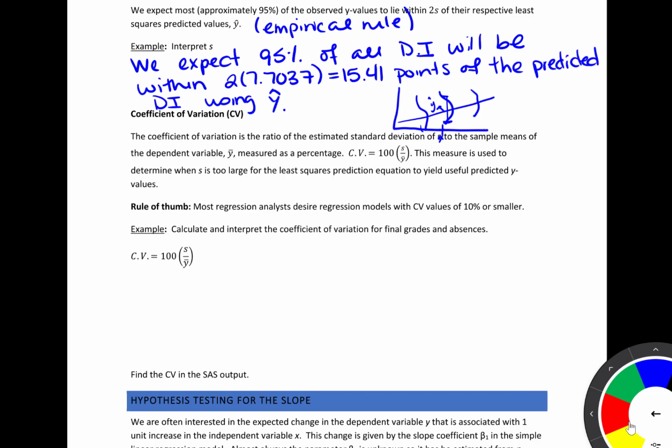So in other words, even if we get our predicted line, if the standard deviation is really large, in other words, where we actually expect our values to fall is very far away from that predicted line, then that predicted line isn't going to be very useful. And so the CV gives us a way to measure that. As a rule of thumb, we typically want regression analysis where that CV is 10% or smaller.